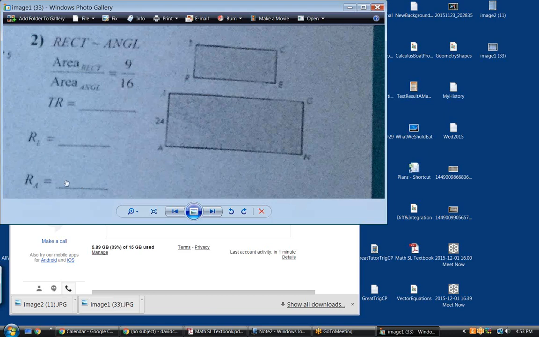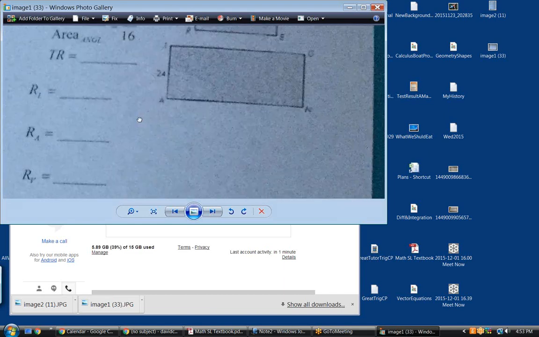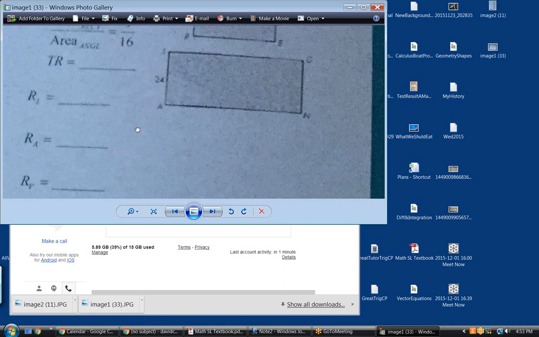So the area ratio is 9 to 16. The linear ratio is 3 to 4. And what is R sub, what is that letter right there? V for volume. That's a V. Oh, yeah, okay, that's what it should be.